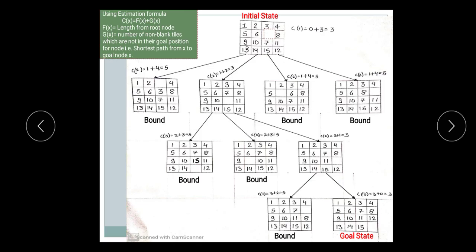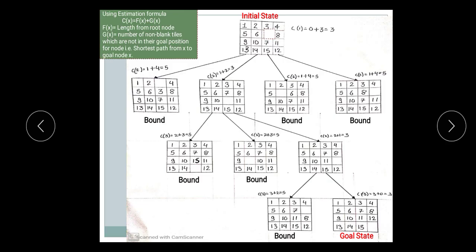Now again we have 3 different arrangements and 3 different costs, that is 5, 5 and 3, and we have to find out which is our next e node. So we have to choose the e node with a minimum cost. So we make this node the e node with a minimum cost. So we need to expand this node now.